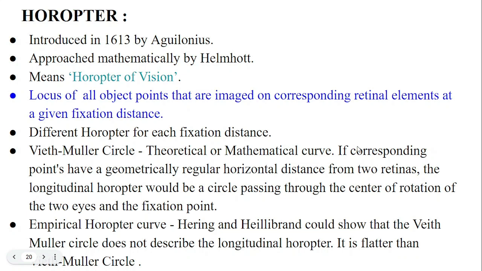The horopter is different for each fixation distance, as the relationship between the images on the two retinas changes with a change in distance. The concept of the horopter was introduced by the mathematician Francis Aguilonius in 1613 and later approved mathematically by the German physiologist Hermann von Helmholtz. The term horopter comes from the Greek word horos, meaning boundary or limit, and opter, meaning to see.